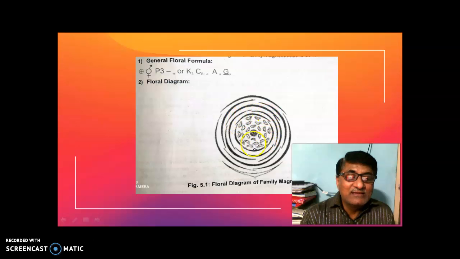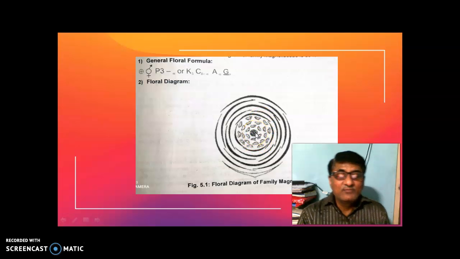Next to the perianth or tepals, there are spirally arranged many stamens, and at the center, many carpels are present. This is the general floral formula. Actinomorphic flower, bisexual, perianth 3 to many, or calyx 3, corolla 6 to many, androecium many, gynoecium many, superior in nature.